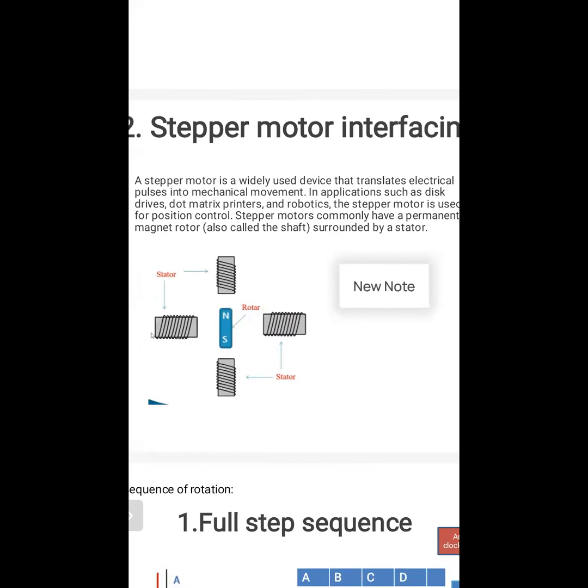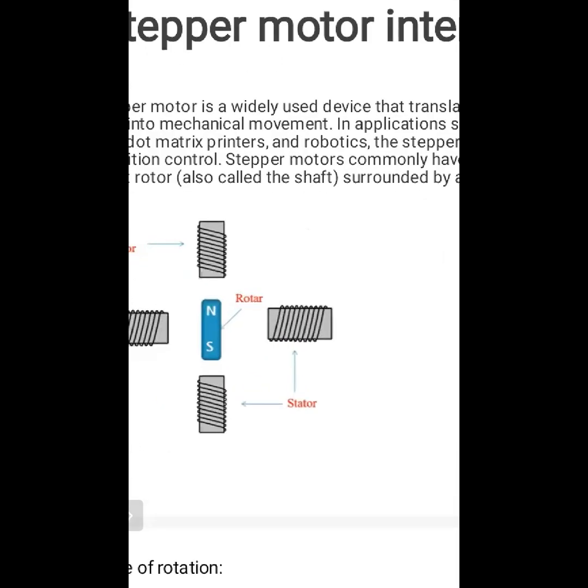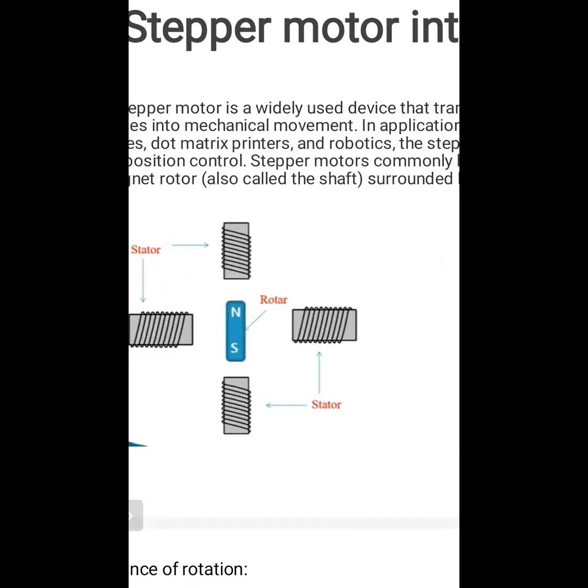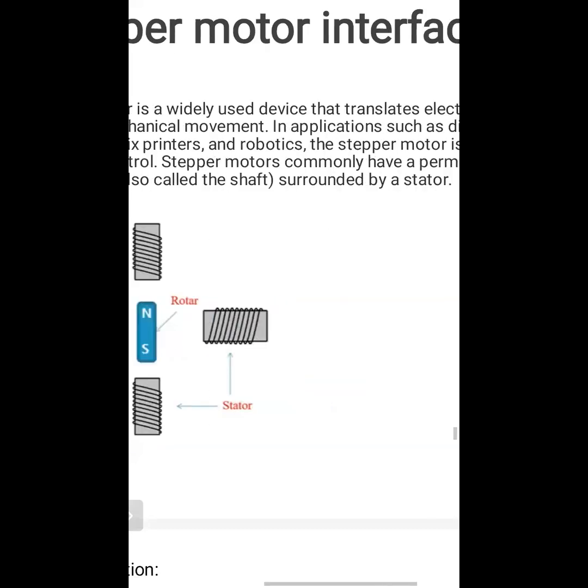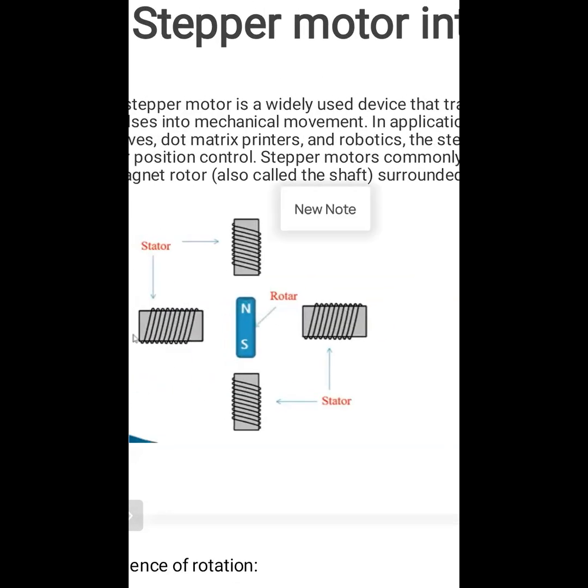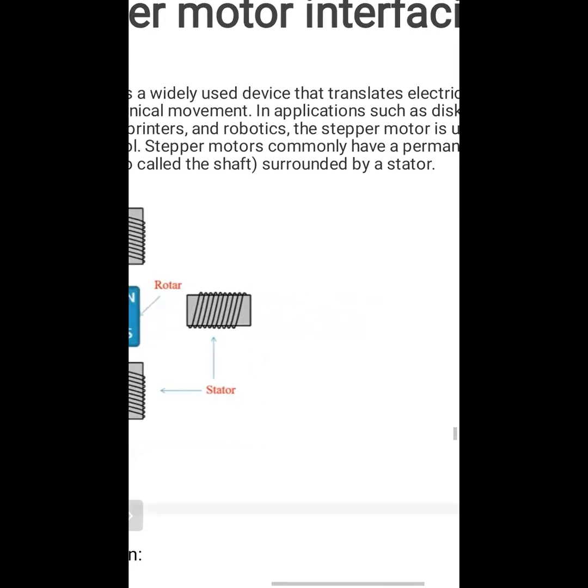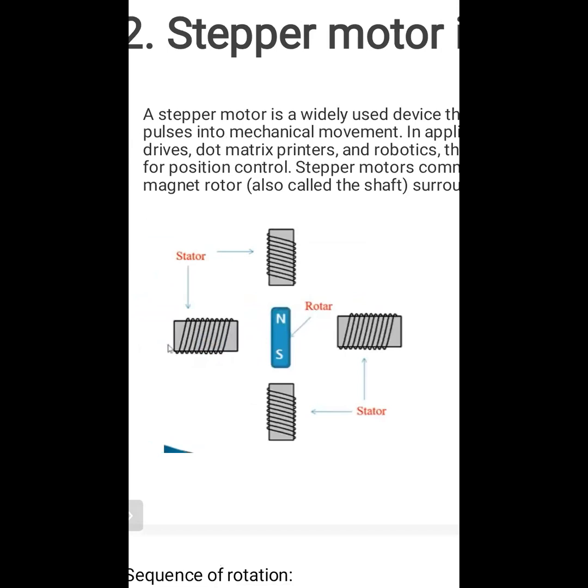So you know what a stepper motor is, but I am just giving this. This is the rotor, and these four are called the stator. The stepper motor is commonly based on a permanent magnet rotor, and you have to surround it with a stator. By energizing the stator you get movement of the rotor. How will the rotor move?